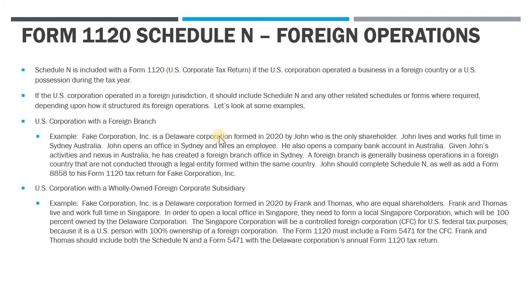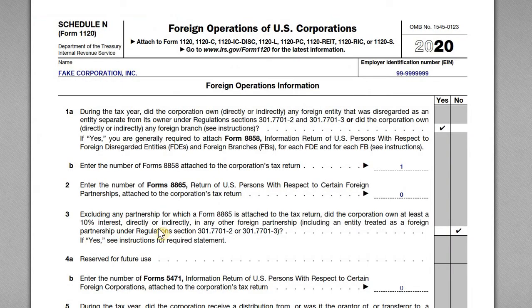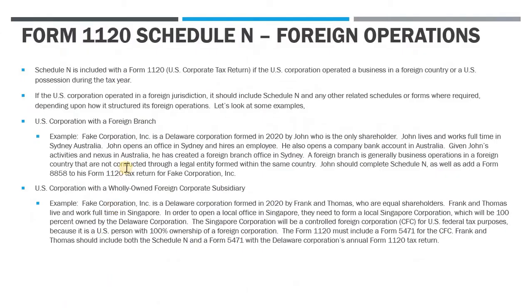So I have one slide in front of us, and then I have some PDFs here with some example Schedule Ns. So we'll go through the slide, and then we'll jump into the examples. So again, Schedule N is included with the Form 1120 if the U.S. Corp operated a business in a foreign country or a U.S. possession during the year. Okay, so if it operates in a foreign jurisdiction, you've got to include Schedule N. And then depending on the extent to which you operate, how you operate through a foreign sub, a branch, a foreign partnership, whatever that might be, that's again going to drive the potential additional filings that you will need.